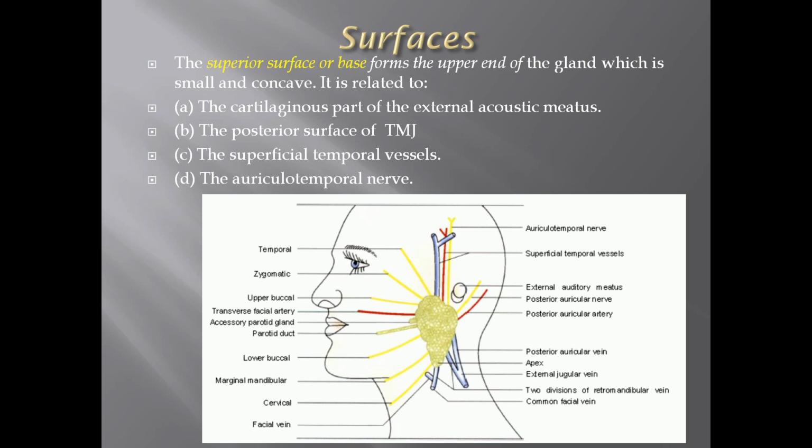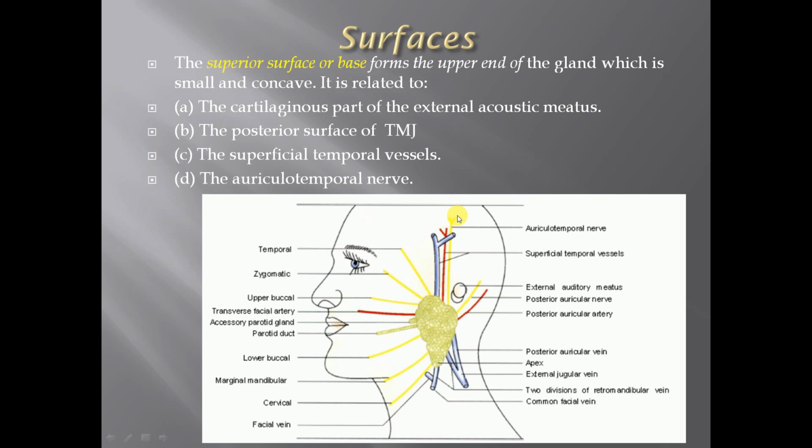Coming on to the surfaces, number one is the superior surface. The superior surface or the base forms the upper end of the gland, which is small and concave, and it is related to the cartilaginous part of the external acoustic meatus, and the posterior surface of the TMJ, the superficial temporal vessels and the auriculotemporal nerve.